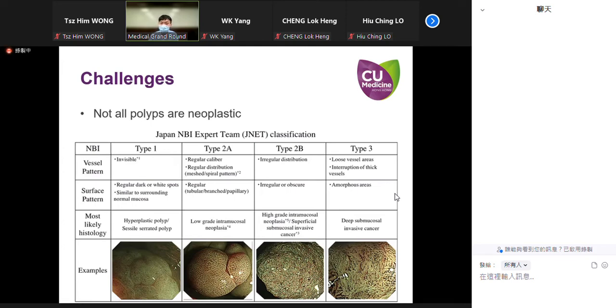And actually, some doctors advocate the diagnose and leave strategy, which means that whenever they see this kind of hyperplastic polyp, they'll just leave it behind. And if we resect every one of these hyperplastic polyps, it may create unnecessary risk to the patient, like increasing the risk of bleeding and perforation, and also it will create unnecessary workload for the endoscopist.